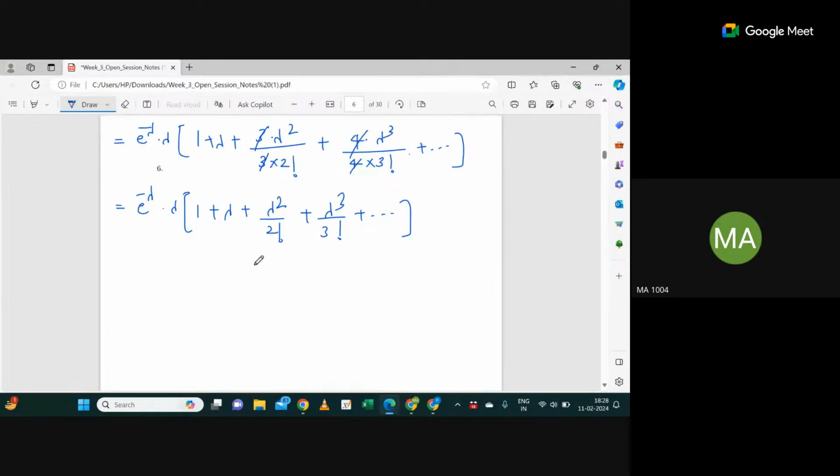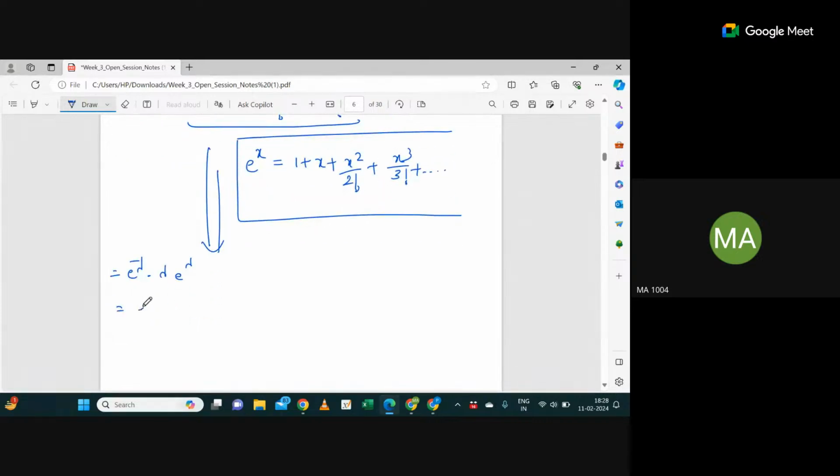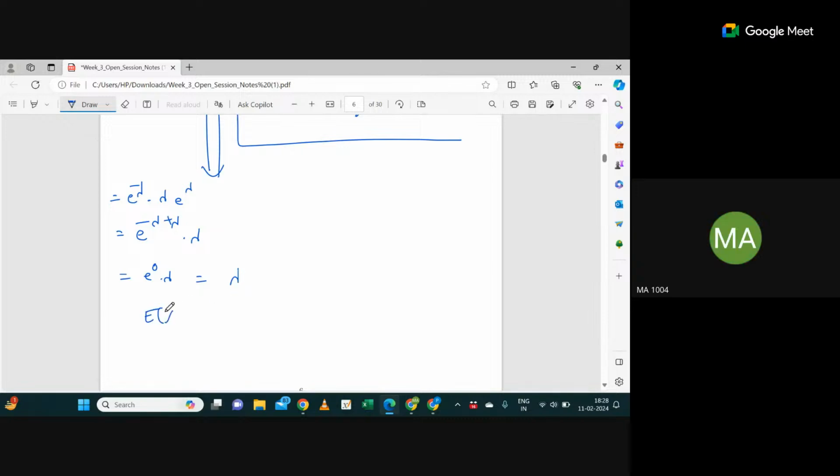If you know, there is one expansion called e raised power x, which is 1 plus x plus x square divided by 2 factorial plus x cube by 3 factorial. So this is one of the expansions. By applying this, can I write e raised power minus lambda into lambda? This will be e raised power lambda, right? So e raised power minus lambda plus lambda, into lambda, so e raised power 0 into lambda, which will be lambda, right? Which is the expectation of your Poisson distribution.